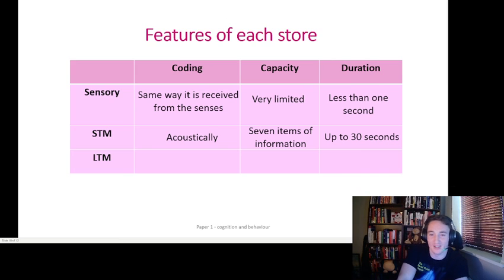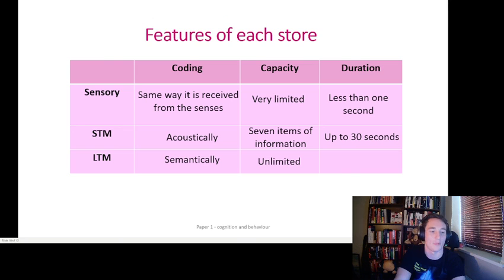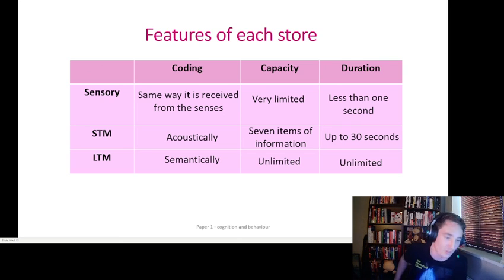Long-term memory. How do we prefer to remember things for a longer amount of time? How do we process that? How do we code that? It is semantically. Well done. Capacity, how much can we fit in our long-term memory? It's unlimited. And how long can they stay in our long-term memory for? Again, unlimited. Well done. This is everything that I'm covering in this video.